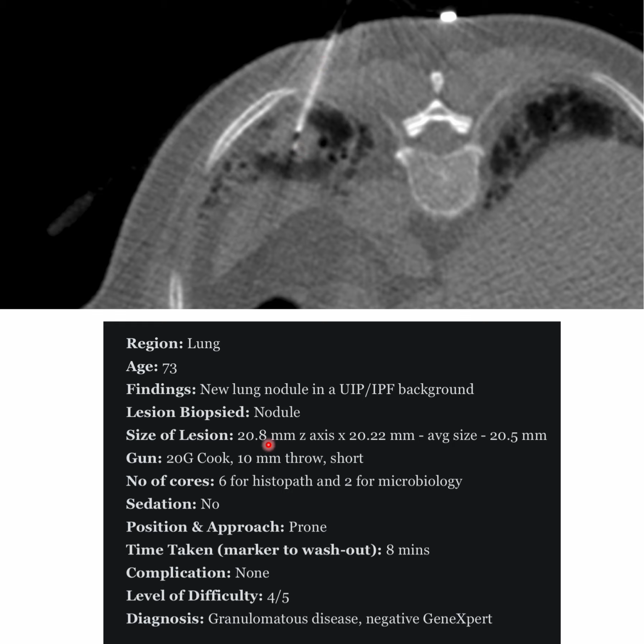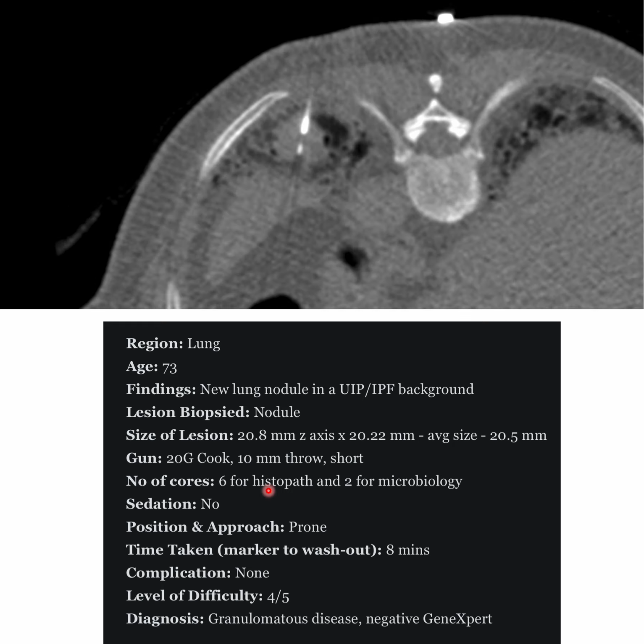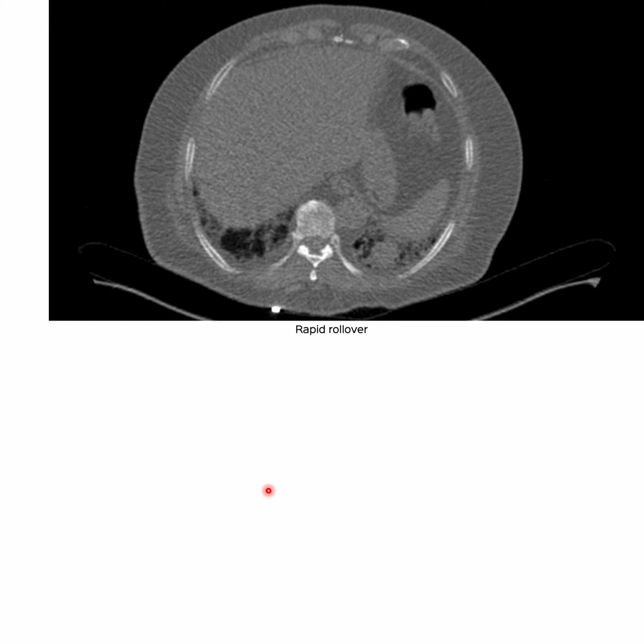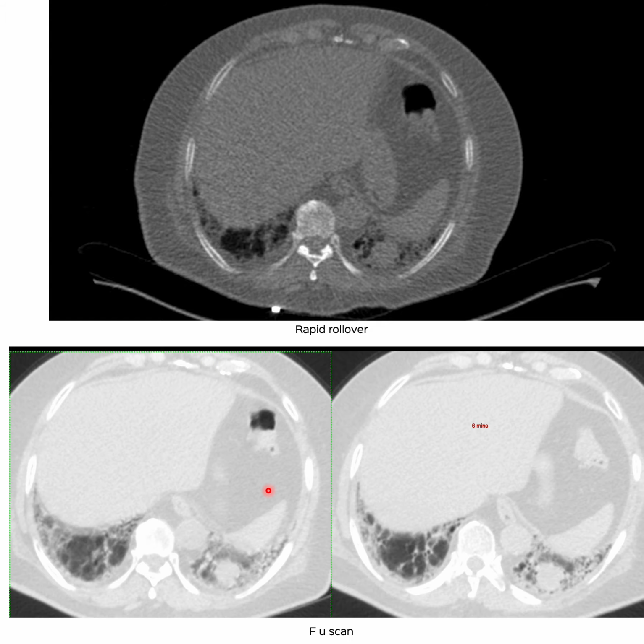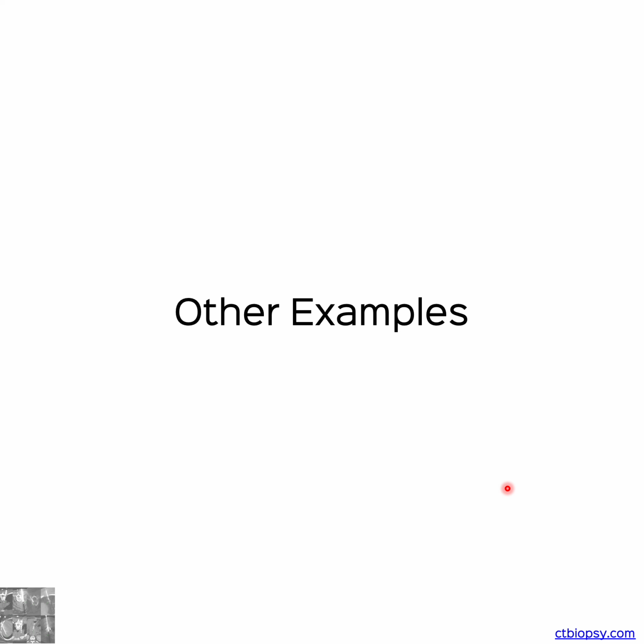I deployed the gun here, took 6 cores for histopath, 2 for microbiology, rapid rollover, didn't show a pneumothorax, and a follow-up at 6 minutes was also fine. The final diagnosis was granulomatous disease.